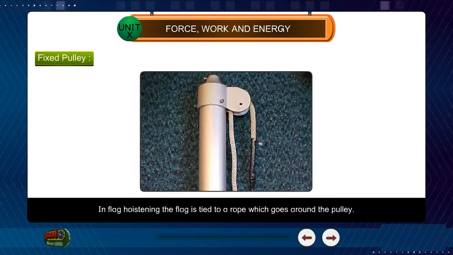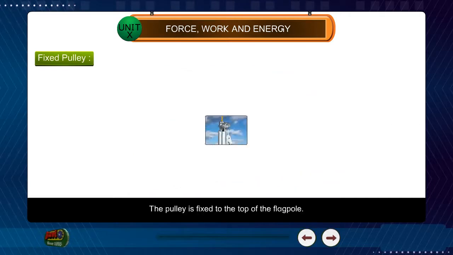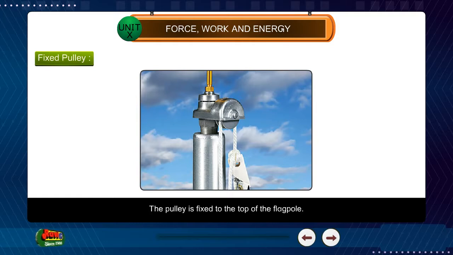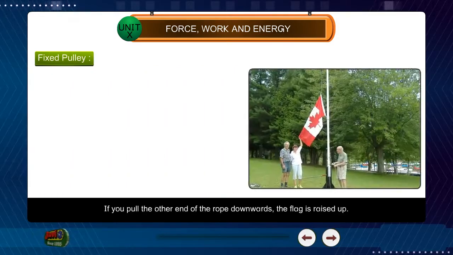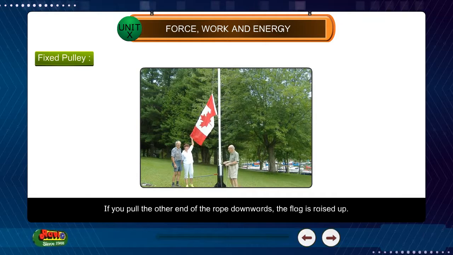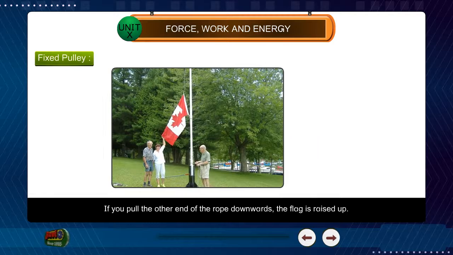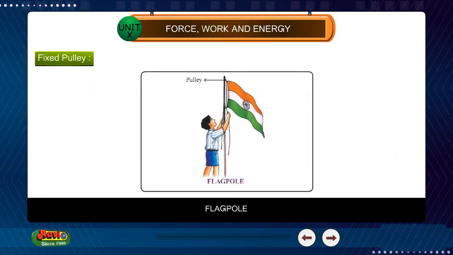In flag hoisting, the flag is tied to a rope which goes around the pulley. The pulley is fixed to the top of the flagpole. If you pull the other end of the rope downwards, the flag is raised up. Flagpole.